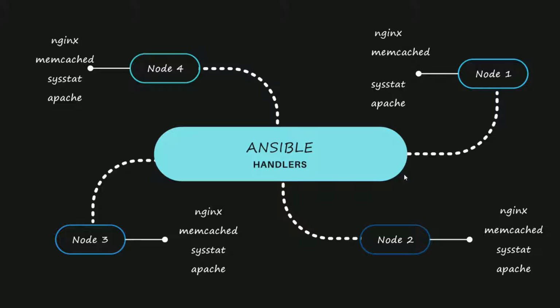Suppose there is a scenario where you want to install packages on node 1, node 2, node 3, and node 4. And once those packages are installed, the services should get restarted. In short, I want to restart the Memcached service, Sysstat service, or an Apache service on all my nodes once the latest version of those packages is installed. And how can we do that? Using Ansible handlers. Moving to the next slide, I'm going to explain how I have made use of a handler in my playbook.